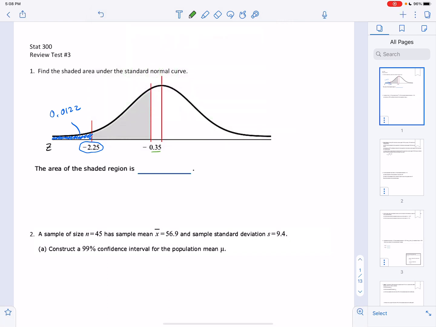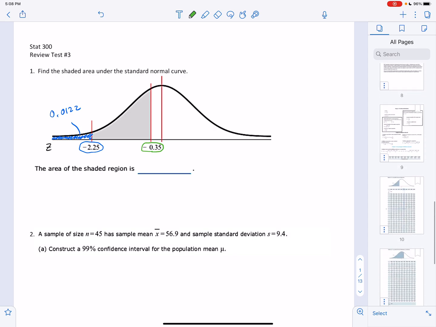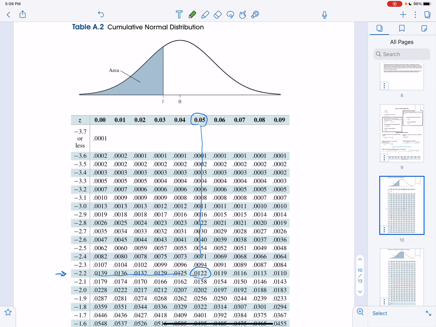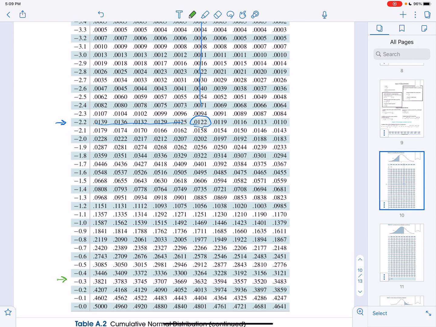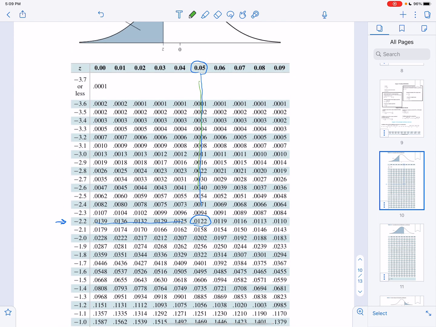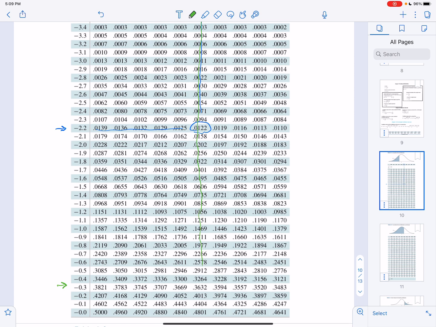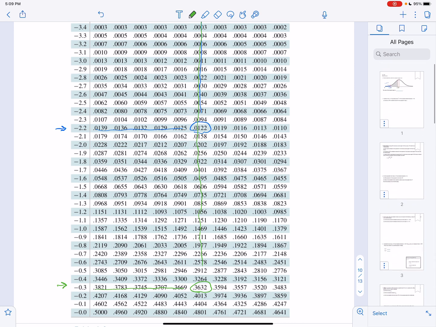Let's go ahead and take a look at this z value of negative 0.35. Still on the negative side, negative 0.35. That's down here at negative point, here's my negative 0.3. And then once again, 5 is right here. So we'll come down all the way to negative 0.35. Okay, so negative 0.35 gives us an area of 0.3632. All right, so let me go ahead and go back to my original problem.